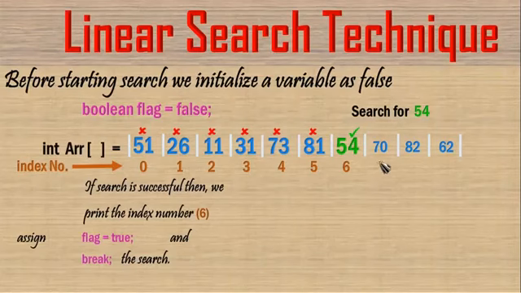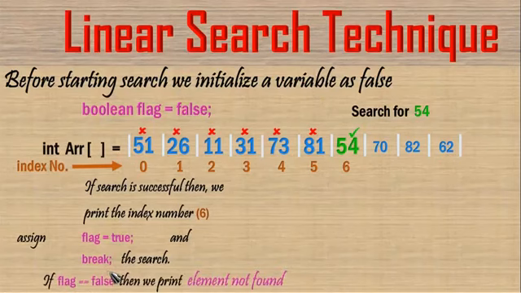If no elements are matched with the given value, the value of flag will be false. It never gets changed into true. So, if it is false, then we print element not found. This is how linear search technique works. Let us create a program.